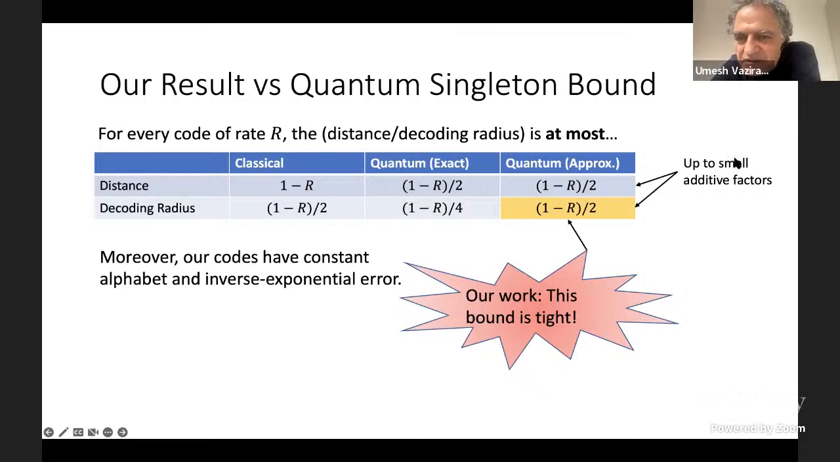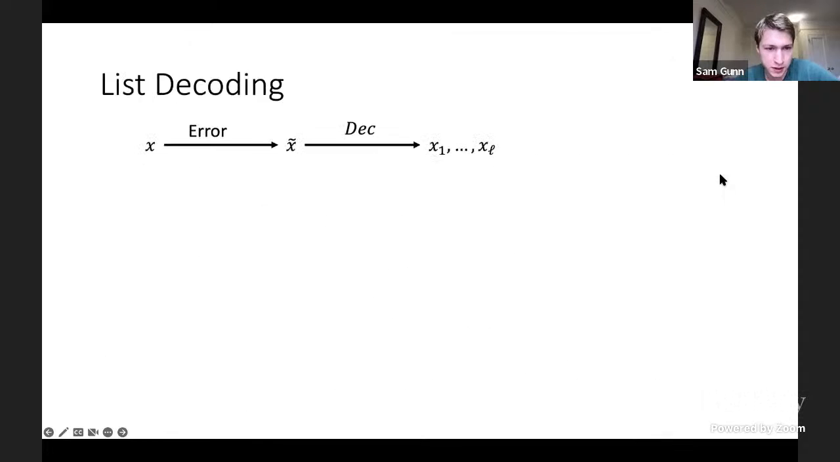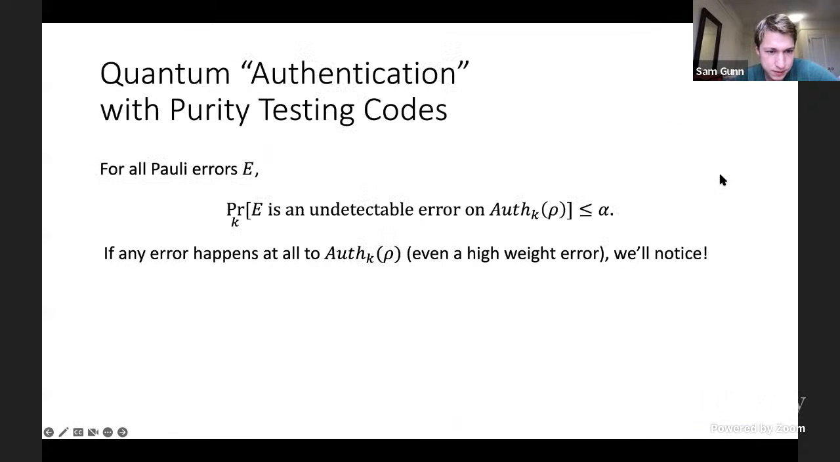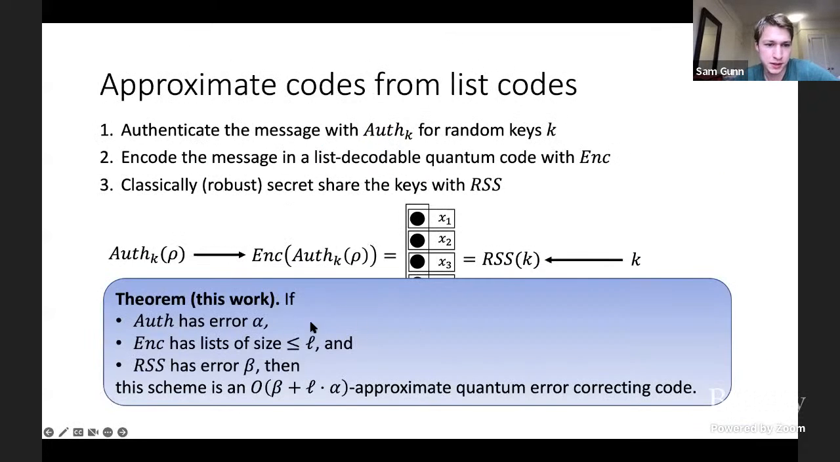So one other thing I think, in terms of the list decoding, the quantum list decoding code that you define, that's not approximate, right? The approximation comes in the envelope, is it? Yes, exactly. The approximation comes in here from the authenticator and the robust secret sharing scheme. Great. So you can list decode exactly.